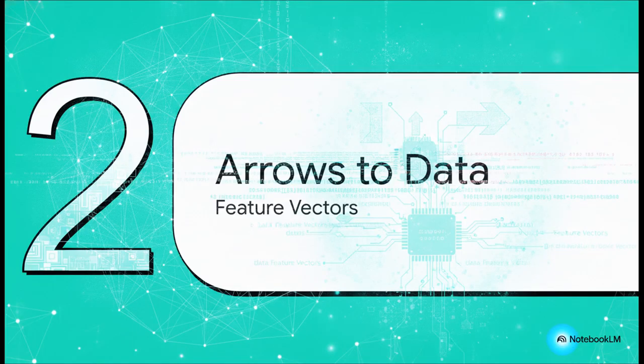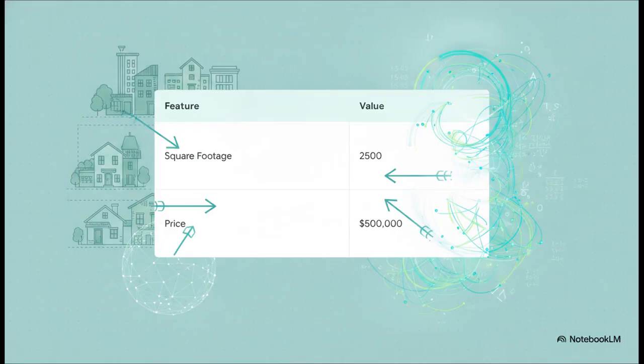Section 2. From Arrows to Data Feature Vectors. So how does drawing geometric arrows actually help us analyze complex information? Well, this brilliantly illustrates how the physical and digital worlds collide. Imagine you're a data analyst trying to predict the real estate market. For any given house, you probably care about two core features, right? The square footage and the price. You could write those two specific metrics down as a list, say 2,500 for the square footage and $500,000 for the price. In mathematical lingo, this ordered list of two numbers is literally a two-dimensional feature vector. We've successfully modeled a complex real-world concept as a purely mathematical object that a computer can easily digest.